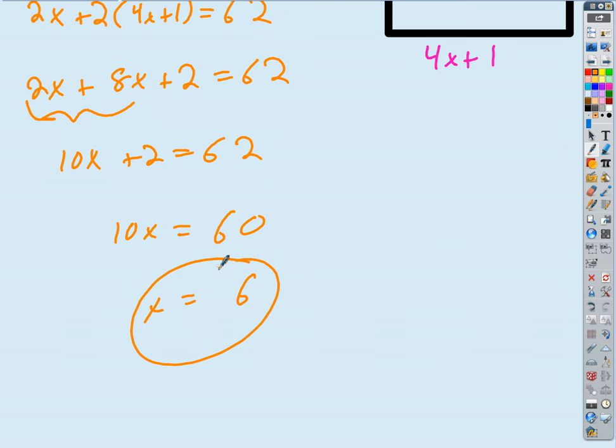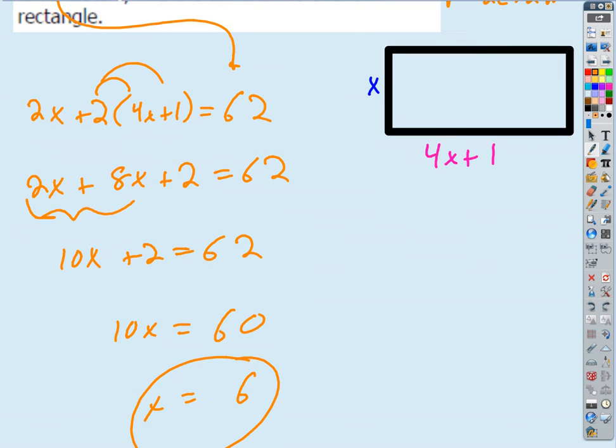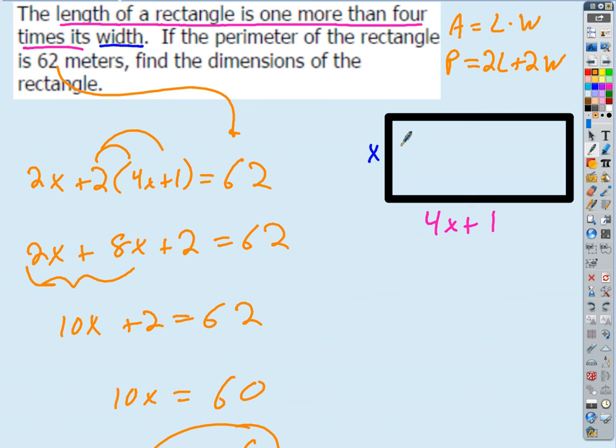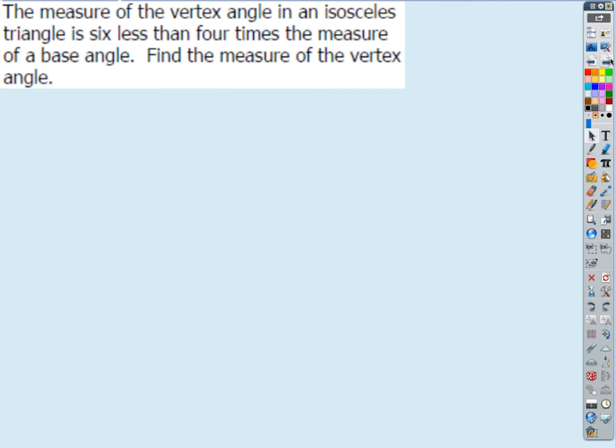Is that my answer? No. They want me to find both dimensions. So the width is 6. What's the length going to be? 4 times 6 plus 1, which would be what? 24 plus 1 is 25. So there's my dimensions: 6 by 25. Okay. Get it? I think you guys are doing well on this.